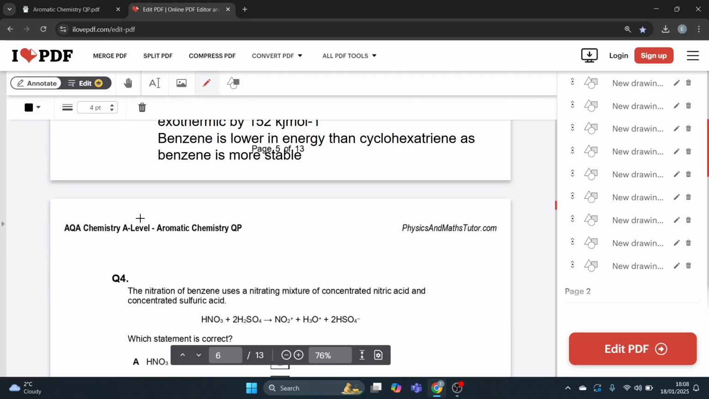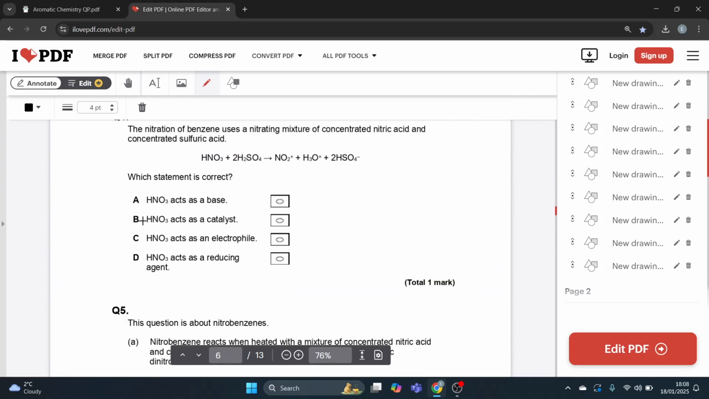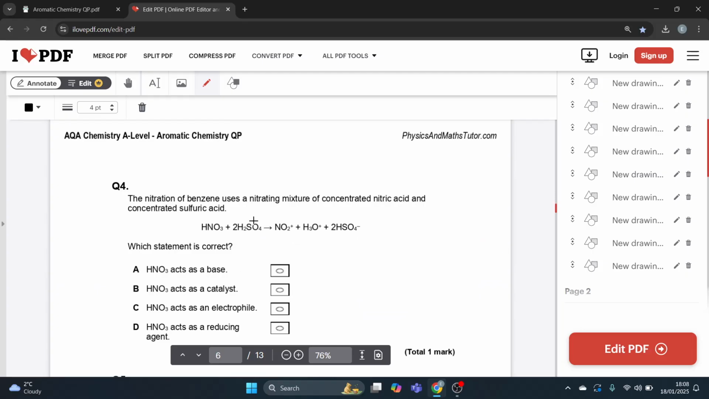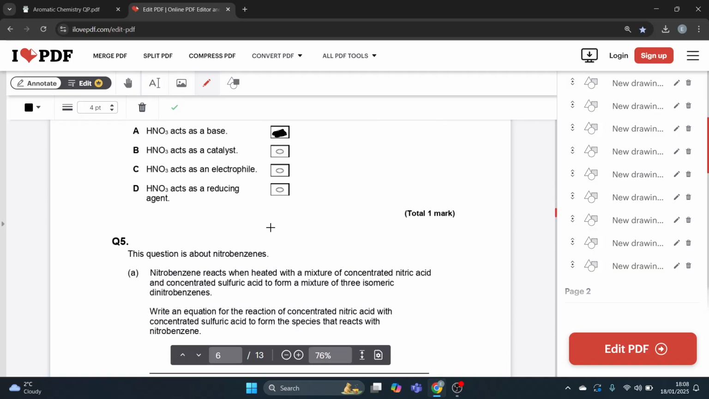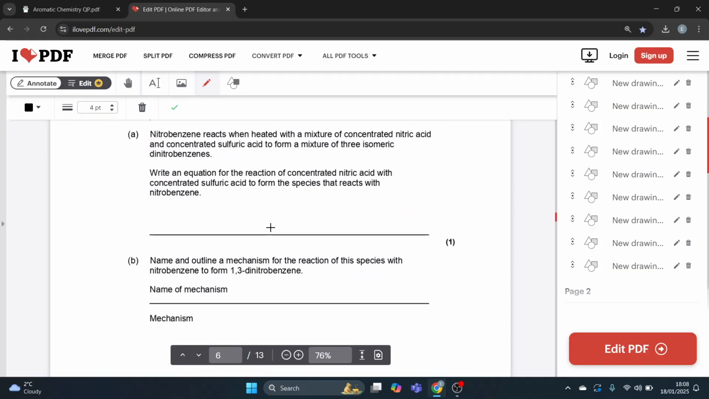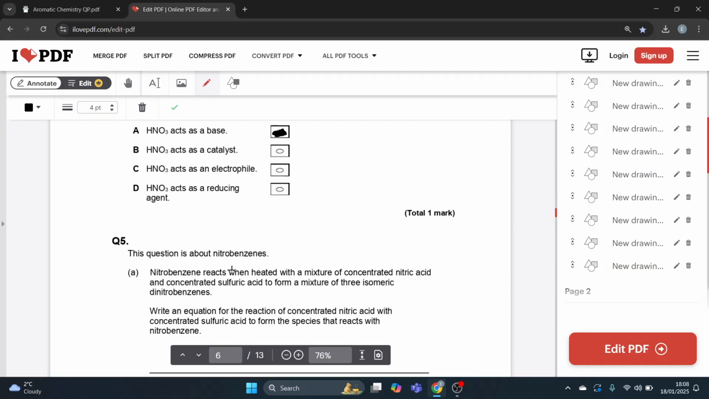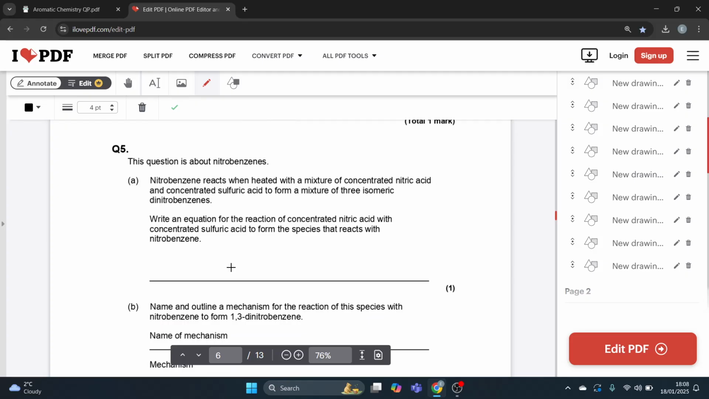Question 4, which statement is correct? Nitration of benzene using nitrating mixture of concentrated nitric acid and concentrated sulfuric acid. The answer is obviously going to be HNO3 acts as a base. Question about nitrobenzene. Nitrobenzene reacts when heated with a mixture of concentrated nitric acid and concentrated sulfuric acid to form a mixture of 3 isomeric dinitrobenzenes.